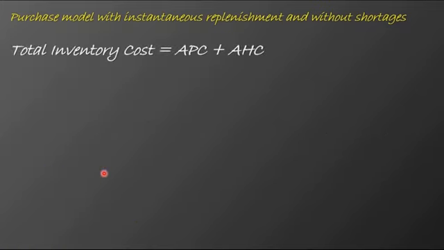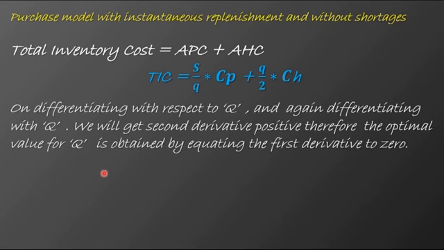So now calculate total inventory cost. Total inventory cost is equal to annual procurement cost plus annual holding cost. So we can say the total inventory cost is equal to S by Q into CP plus Q by 2 into CH. So in the last lecture we calculated the economic order quantity by differentiating with respect to Q.